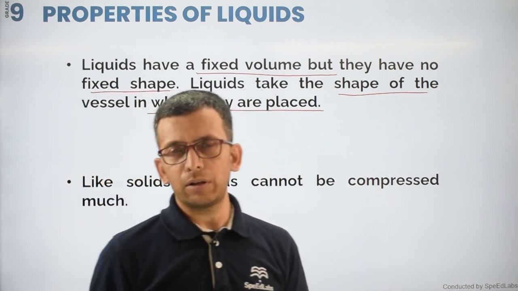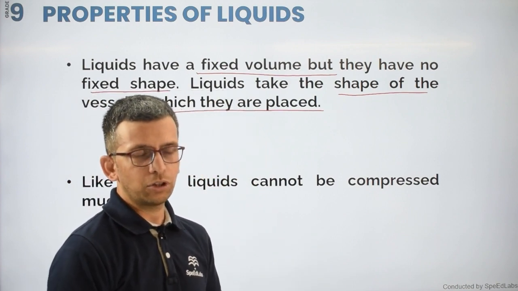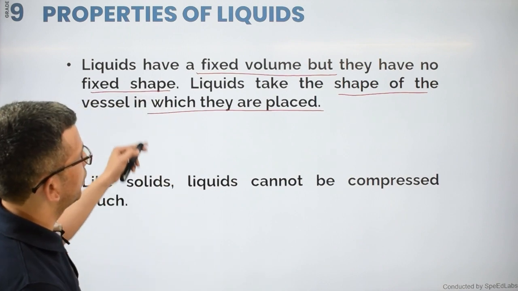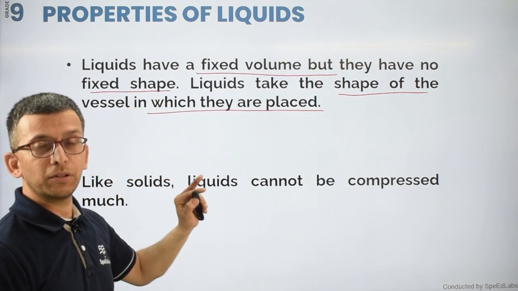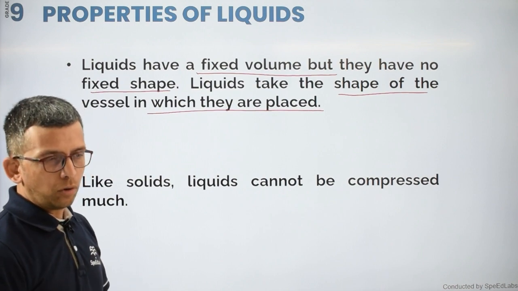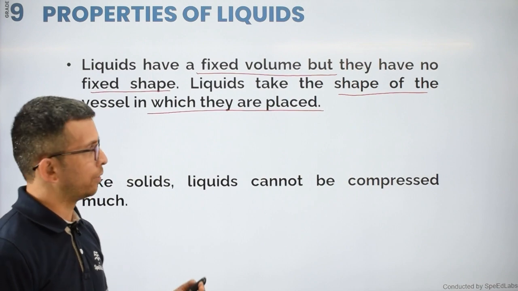The same 1 liter of water, if I fill it in a container, is going to take the shape of that container only. So that is the reason I can say liquids have no fixed shape but the volume will be the same. Volume will be the same means 1 liter of water will be 1 liter only, whatever vessel I use.